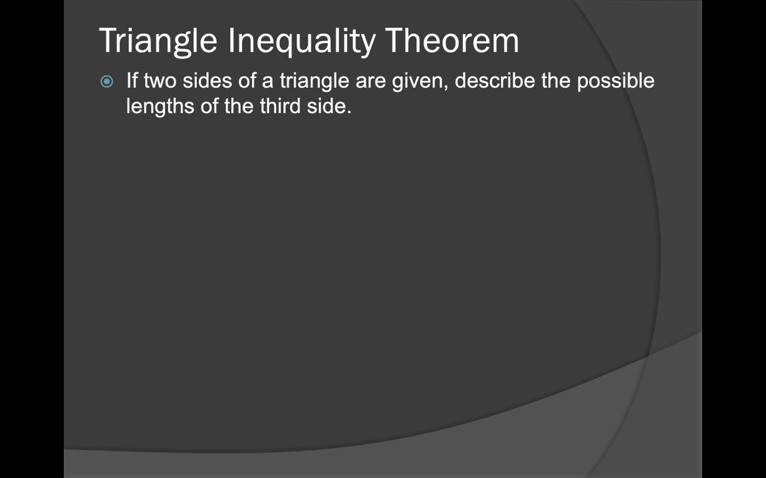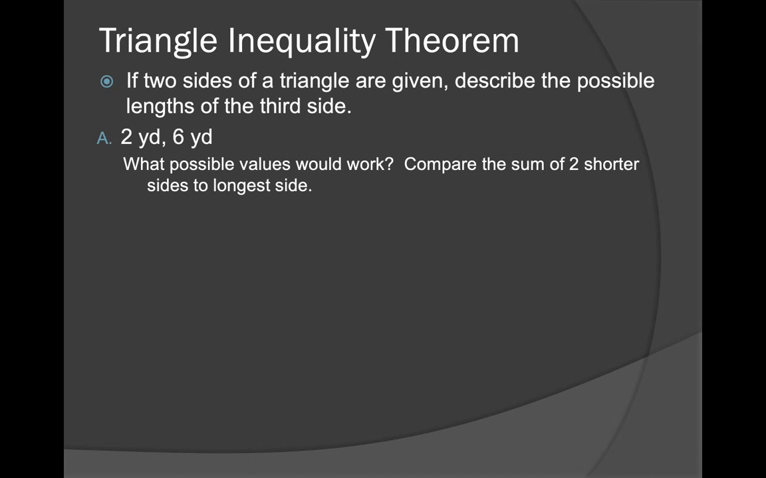If two sides of a triangle are given, sometimes they might ask you to decide or describe the possible lengths of the third side. So here it's saying if we have a side that's 2 yards and a second side that's 6 yards, what possible values could work? And so you're going to compare the sum of the two shorter sides to the longest side. So here, if the third side was 1, then 1 plus 2 would be 3, and that would not be larger than 6, so that would not work.